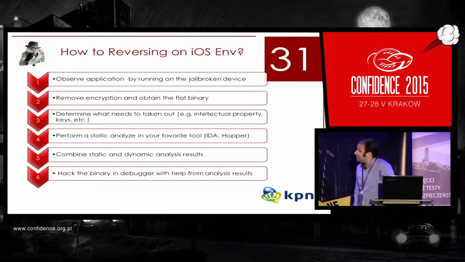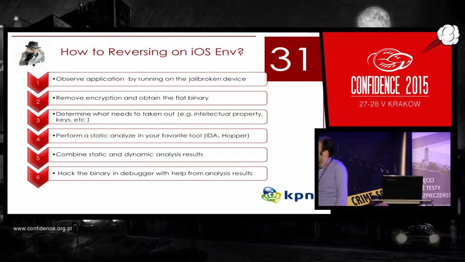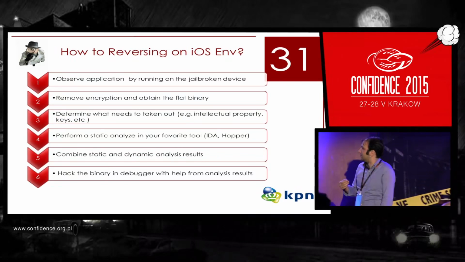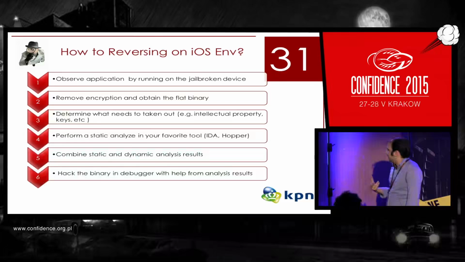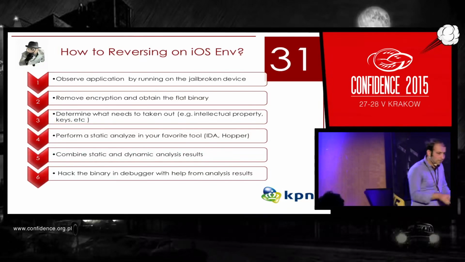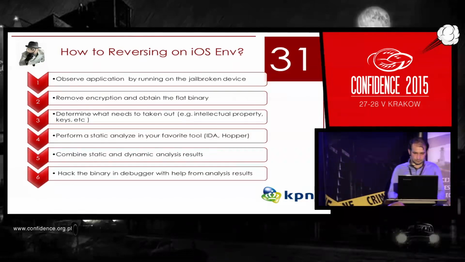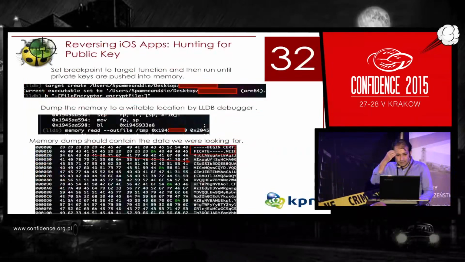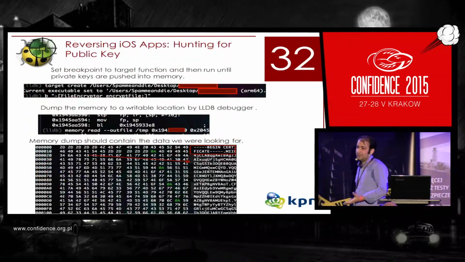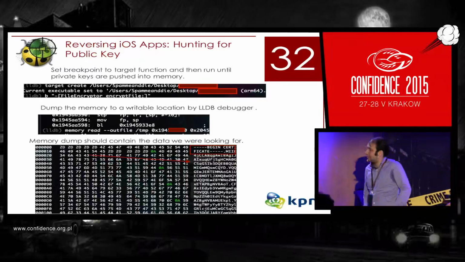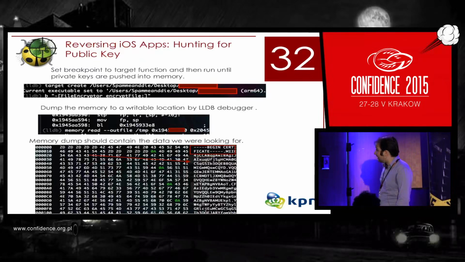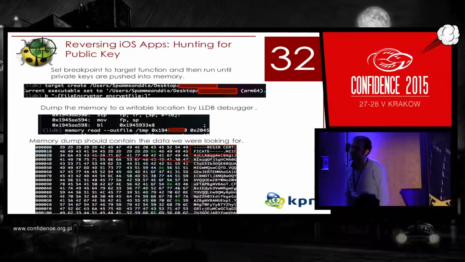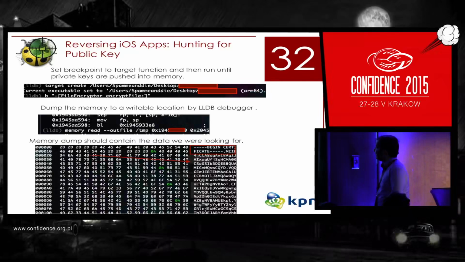Reversing on iOS environment looks like this. Observe the application, what it's doing, revoke encryption, and obtain the flat binary, what needs to be taken out, and combine static and dynamic analysis. And now, once I obtained the location, IDs, and specific function names, what I need to do is just observe and analyze the binary in the debugger.